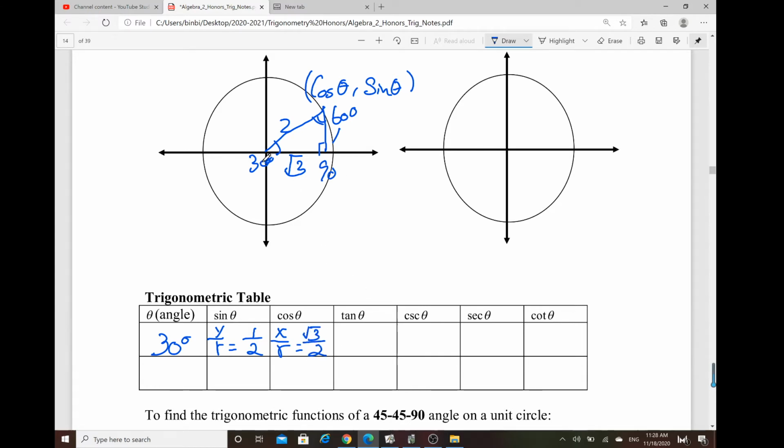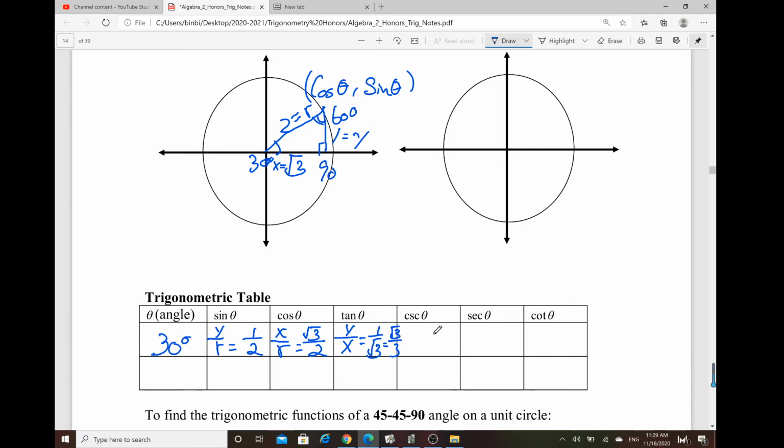And then tangent of 30. Tangent is opposite over adjacent, so it's y over x. Again, you can always label this x, y for the ratios, and this one is just the ratio for the radius, which is 2. And then y over x, that'll be 1 over root 3. Rationalize it, and that'll be root 3 over 3.